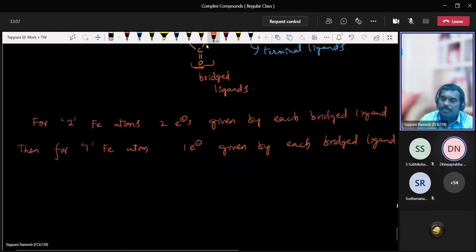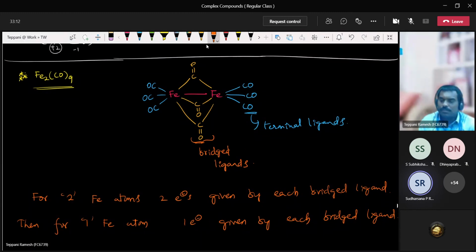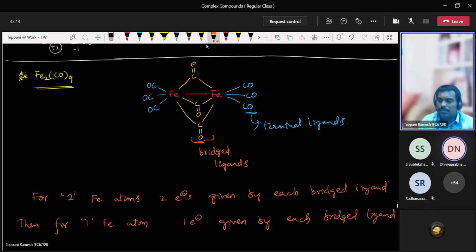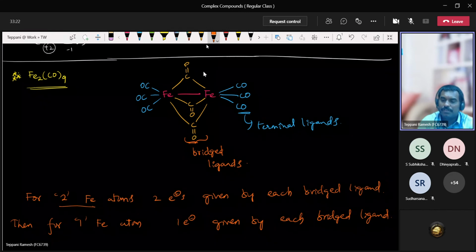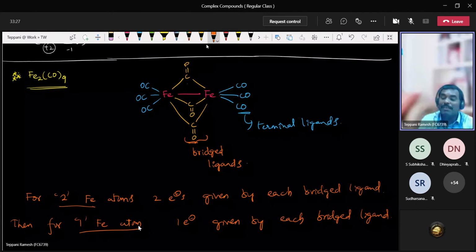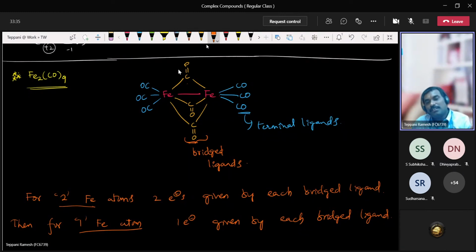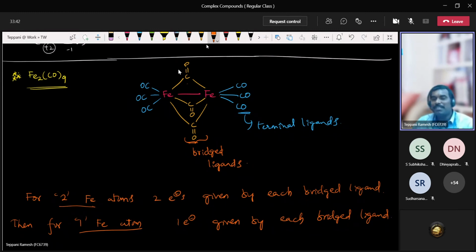Sir, first it's the terminal ligand. Each terminal ligand gives 2 electrons. You have written bridge ligand, and you are confused. Two iron atoms take 2 electrons from each bridged ligand. So for one iron atom, how many are given by this bridged ligand? I am explaining about the bridged ligand. 2 electrons are given by CO for 2 iron atoms. Then for one iron atom, how many? Because I have to express the EAN value for one iron.